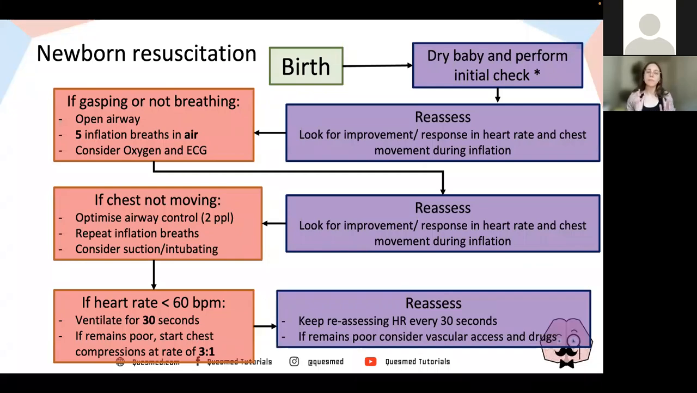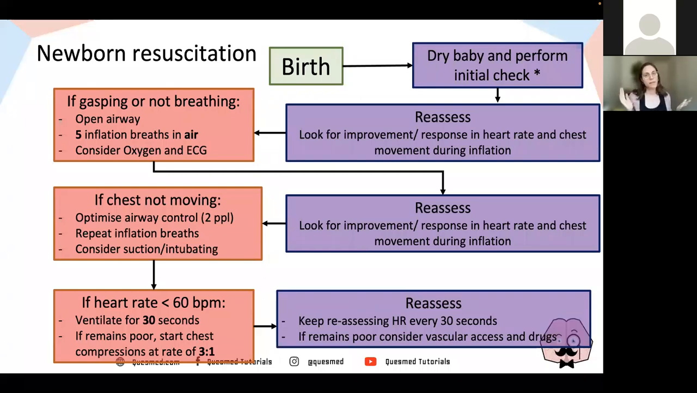On a higher level, the top things would be to dry the baby and perform the initial checks that we've mentioned, so the APGAR, and see what the baby's like. Now, if the baby is premature, this wouldn't be the correct thing to do. You'd have to put them in a plastic bag first. So if they're below 32 weeks, you put them in a dry plastic bag and put it under radiant heat.